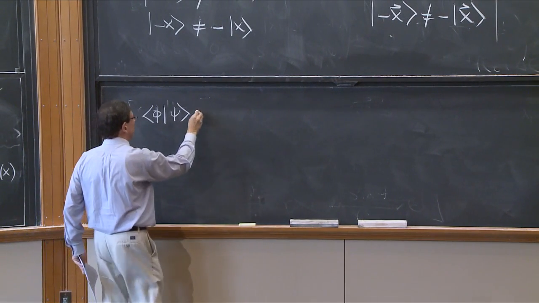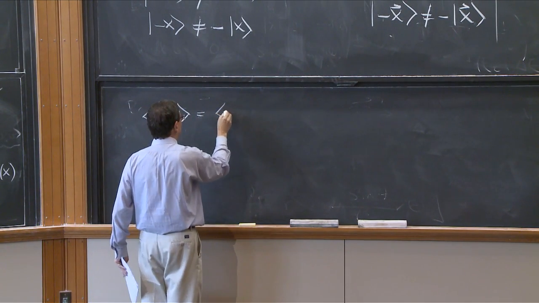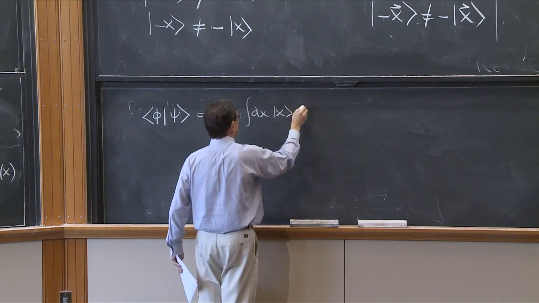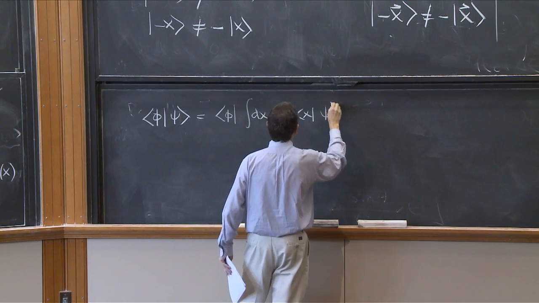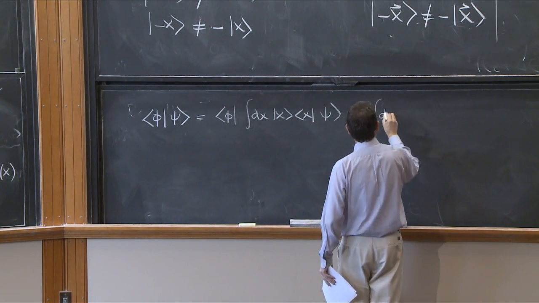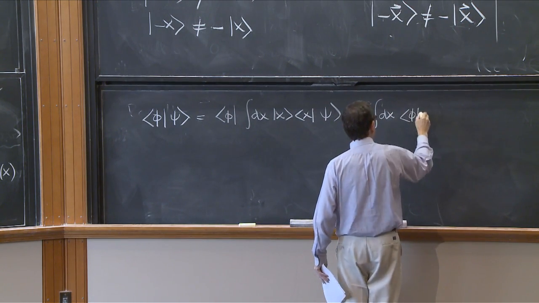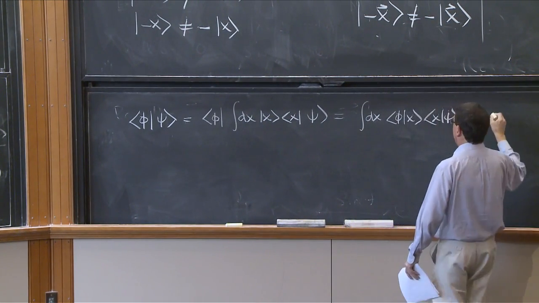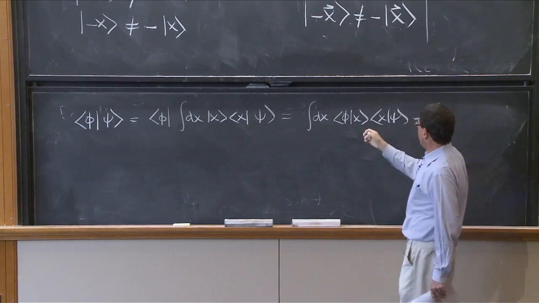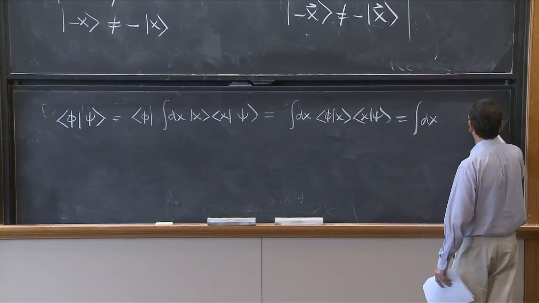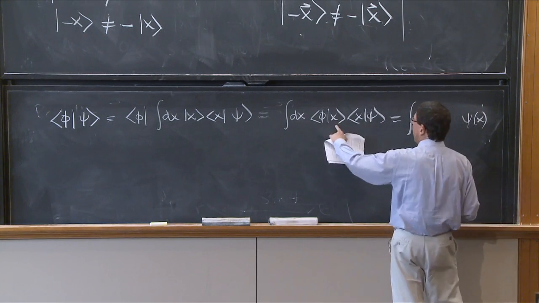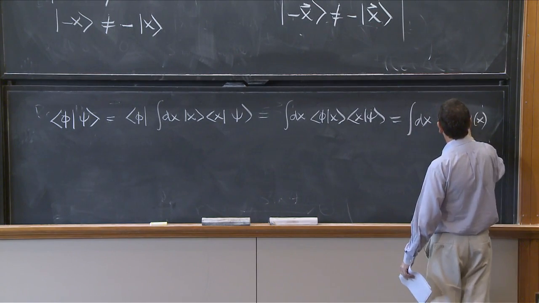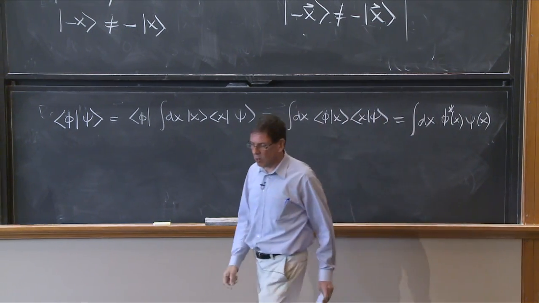Put a resolution of the identity in between. So put phi, and then put the integral dx |x><x| psi. Well, the integral goes out, and you get <phi|x><x|psi>. And remember, if <x|psi> is psi of x, <phi|x> is the complex conjugate, so it's phi star of x. And that's what, you knew that.